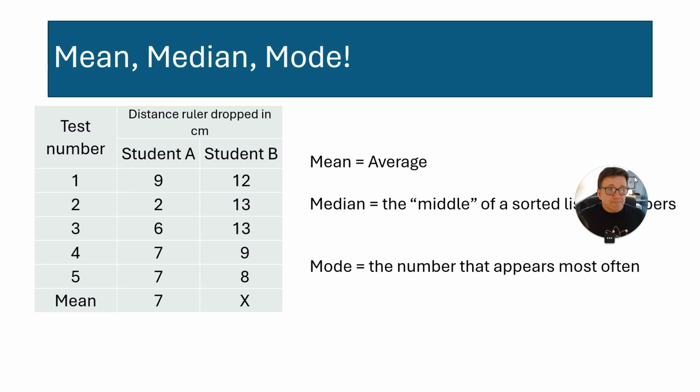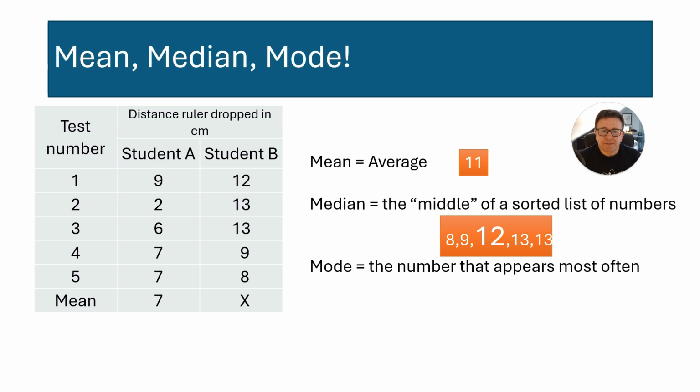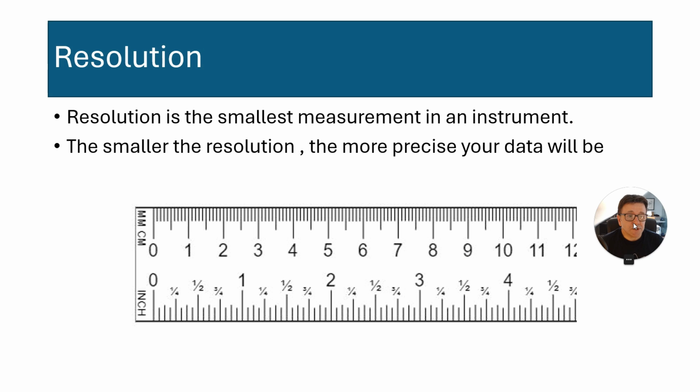Mean, median and mode could come up. The mean is the average. They might ask you to calculate an average. The median is the middle of a sorted list of numbers, and the mode is the number that appears the most. So the mean in this case is 11, the median is 12, and the mode is 13. Resolution as well, remember, is the smallest measurement in an instrument. So the smaller the resolution, the more precise your data will be.